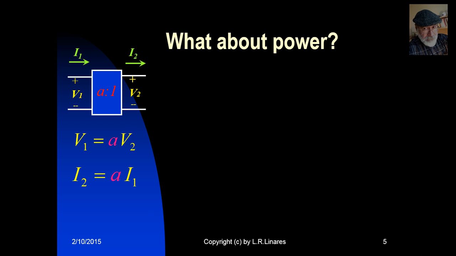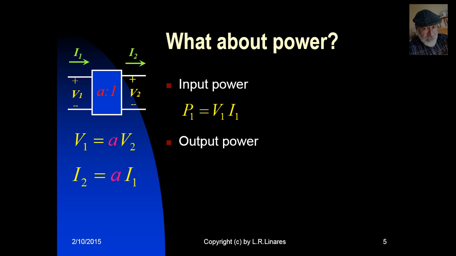But what about power? After all, we are electrical engineers and our interest in electric power is enormous. Power in the primary is going to be the input power. It's going to be V1 I1, absolutely. And the output power, the power in the secondary, is going to be, of course, V2 I2. But because of the behavior of the transformer, we know that V2 is V1 over A, and we know that I2 is A times I1. When we cancel out the A's, we get that the input power and the output power are the same.